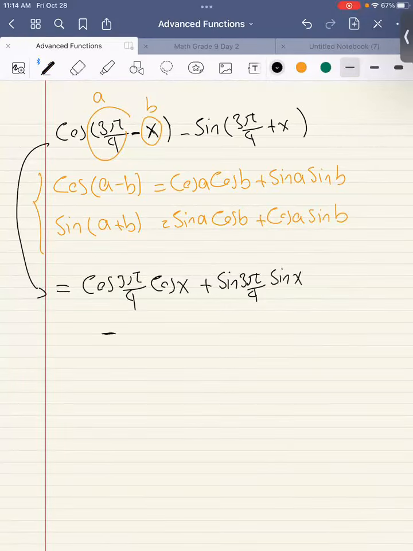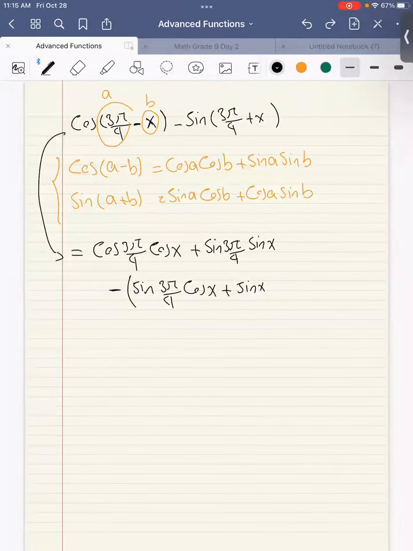and then minus sine of 3 pi over 4 times cosine of x plus sine of x times cosine of 3 pi over 4, right?